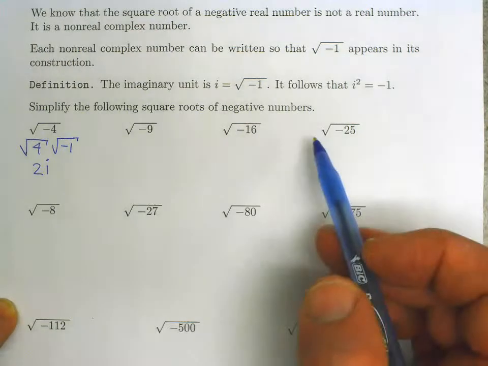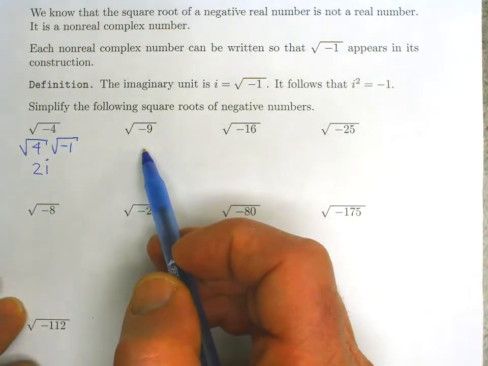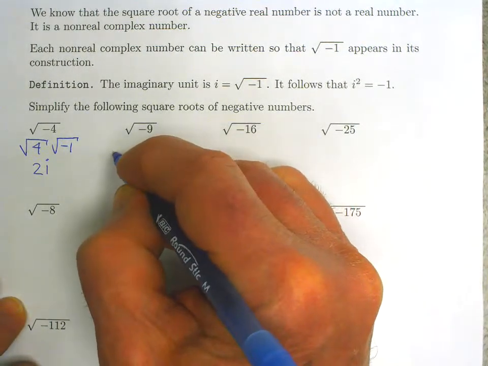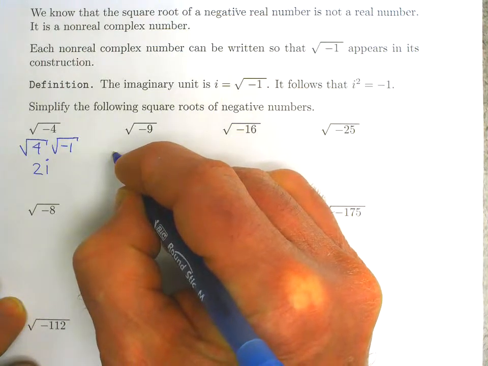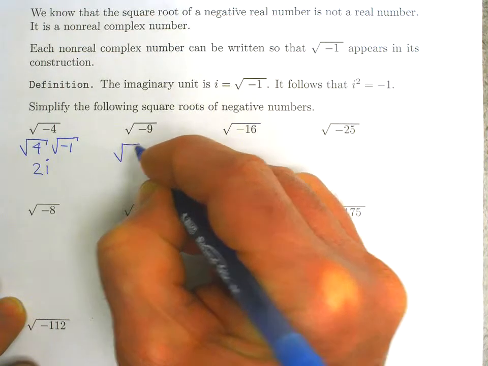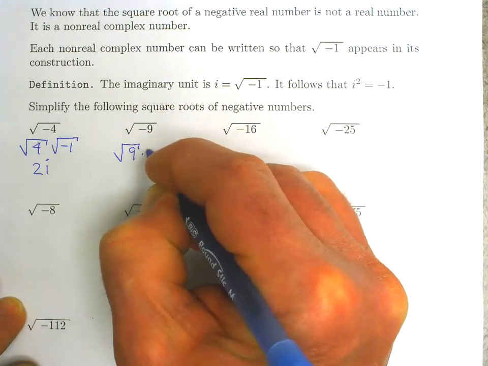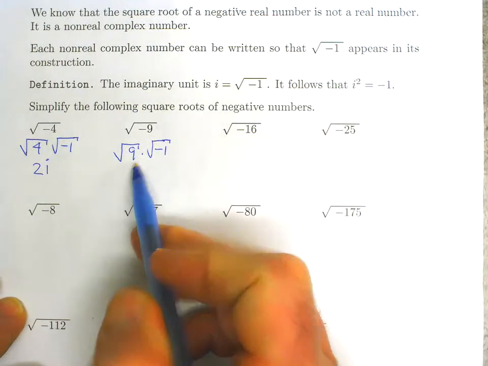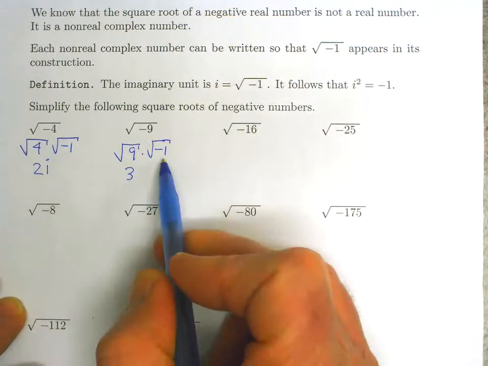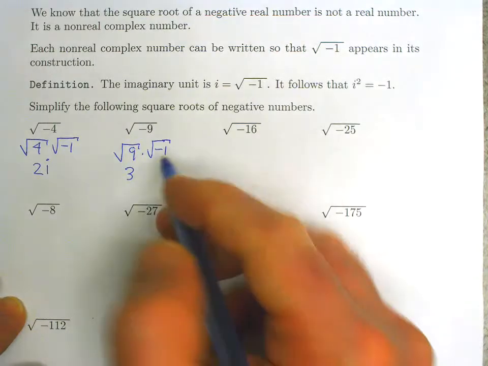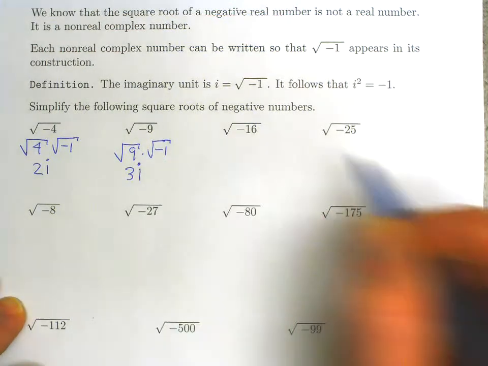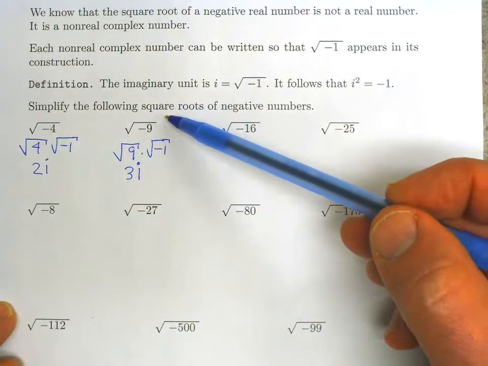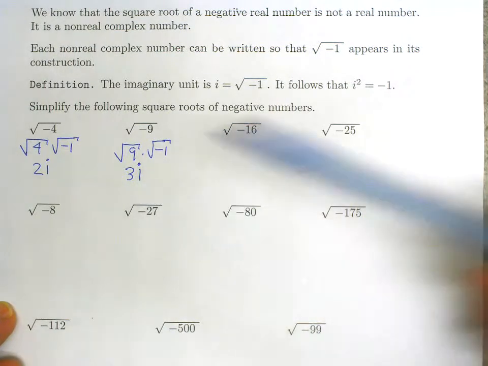So we'll do a few more. The square root of -9, using the product property of radicals. Think of that as the square root of 9 times the square root of -1. The square root of 9 is 3, and we replace the square root of -1 with the letter i. So the square root of -9 simplifies to 3i, 3 times i.